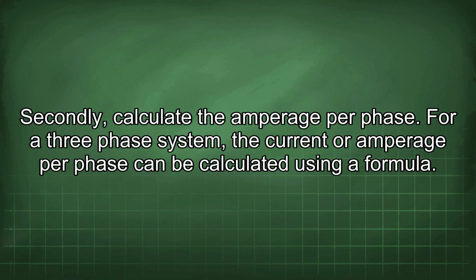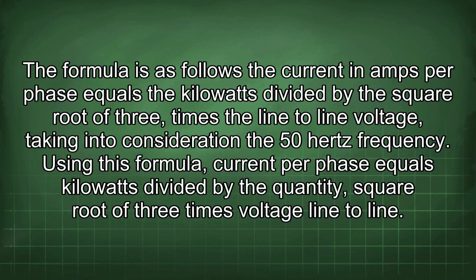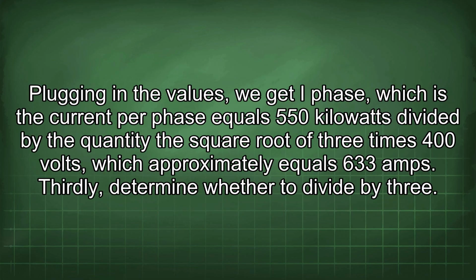For a three-phase system, the current or amperage per phase can be calculated using a formula. The formula is as follows: the current in amps per phase equals the kilowatts divided by the square root of 3 times the line-to-line voltage, taking into consideration the 50 Hz frequency. Plugging in the values, we get I phase, which is the current per phase, equals 550 kilowatts divided by the quantity, the square root of 3 times 400 volts, which approximately equals 633 amps.